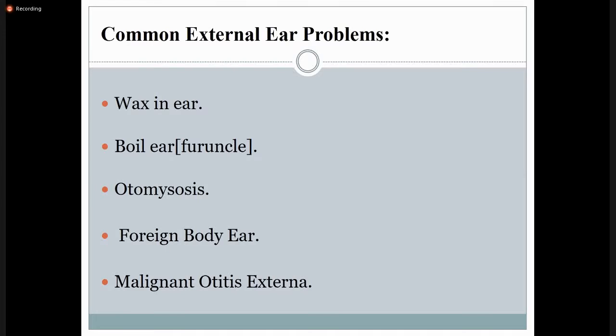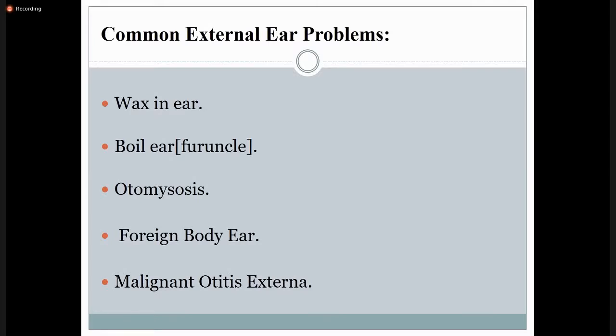Wax is a normal secretion, but if it gets hard, it creates a problem, blockading the ear, heaviness in the ear. So it becomes a problem when it becomes hard and infected. So wax in the ear is a common problem. Boil ear is the second common condition relating to the external ear. Boil ear is also called furuncle. And the third most common condition of the external ear is otomycosis, that is fungus in the ear.